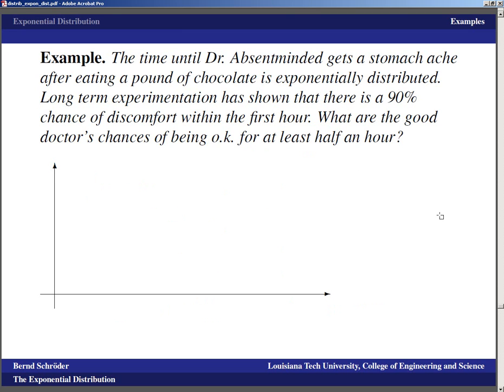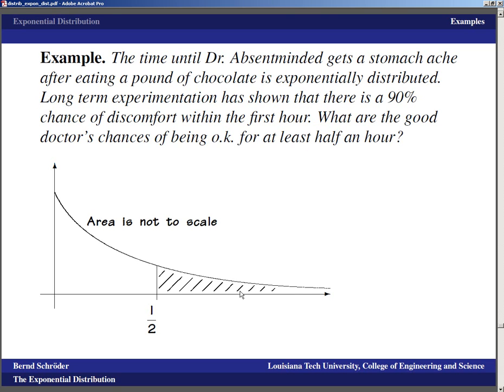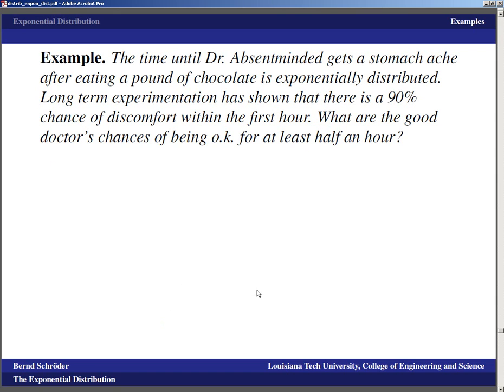And the probability is that the doctor will be okay for at least a half an hour. Okay, so that means we've got this waiting time distribution. Here's a half hour, and when we say you're okay for at least half an hour, does that mean stuff happens before or after 1/2? Well, at least half hour being okay means that the waiting time is longer than 1/2. So that means we're interested in this area here. And again, the area is not necessarily to scale, but the generic picture tells us we're this time interested in the area under this tail here.